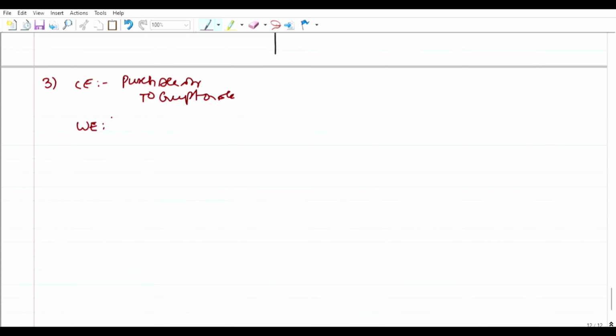Okay, what is the wrong entry here? Gupta account debit to purchases, by rupees 250. One minute, friends, I'm getting some error. Purchases account debit to Gupta account, and Gupta account debit to purchases account, is the wrong entry by rupees 250.